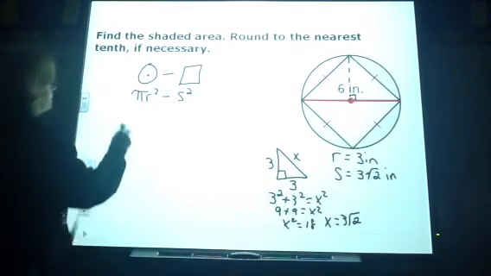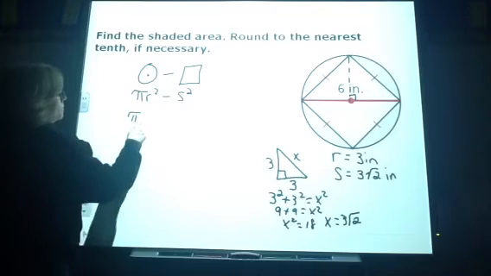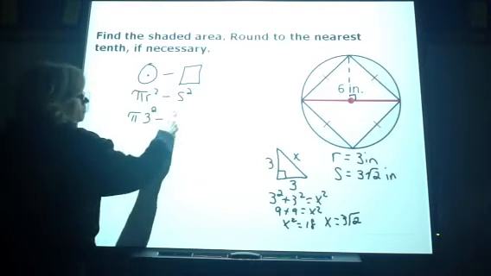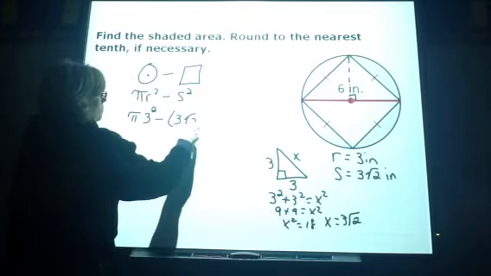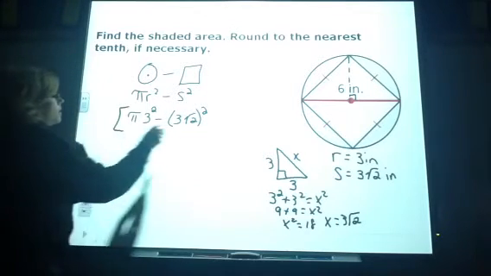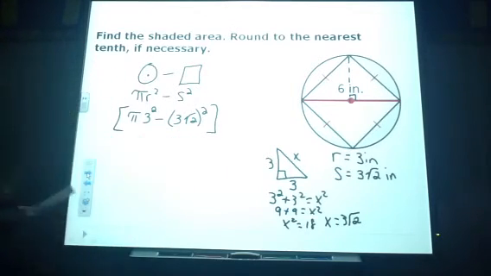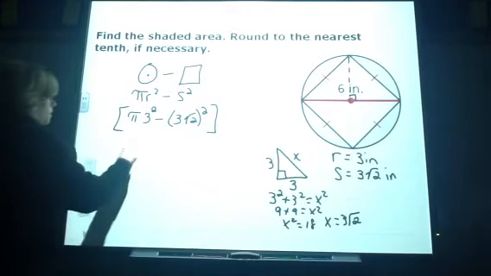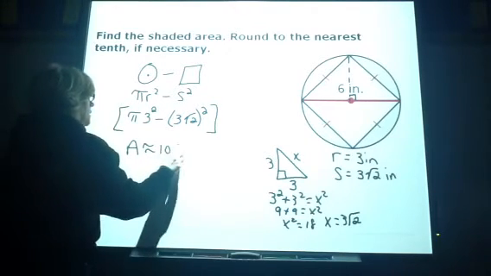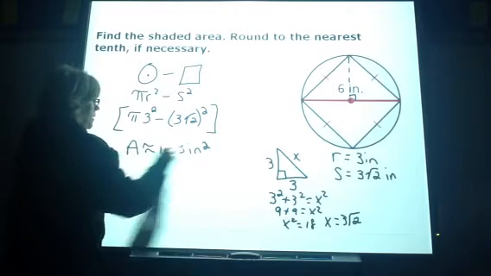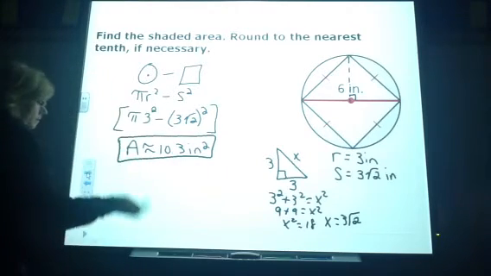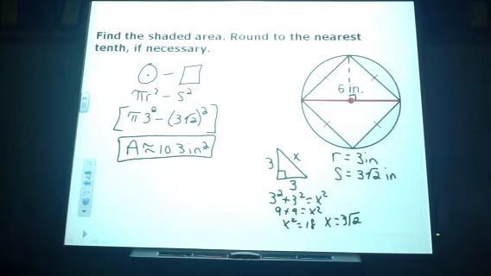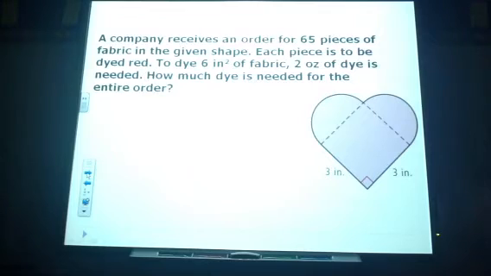So now let's substitute in. Key all this in your calculator, and you should get approximately 10.3 square inches. Okay, go ahead and read this one quietly on your own.